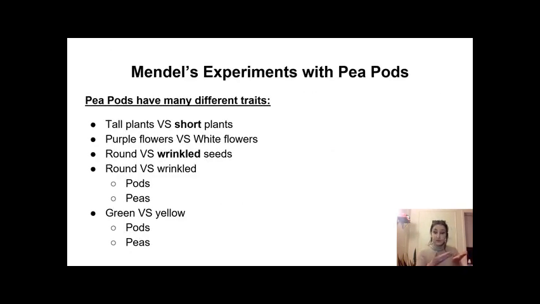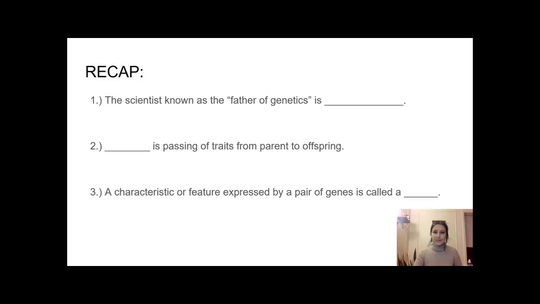And these are some of the traits that Mendel actually was experimenting with. So he had tall plants versus short plants, so it was height that he was looking at, but 2 different types. And then purple flowers versus white flowers, so colors. So these were all the different types of things that he was looking at. Let's do a little recap to see that you're following along.